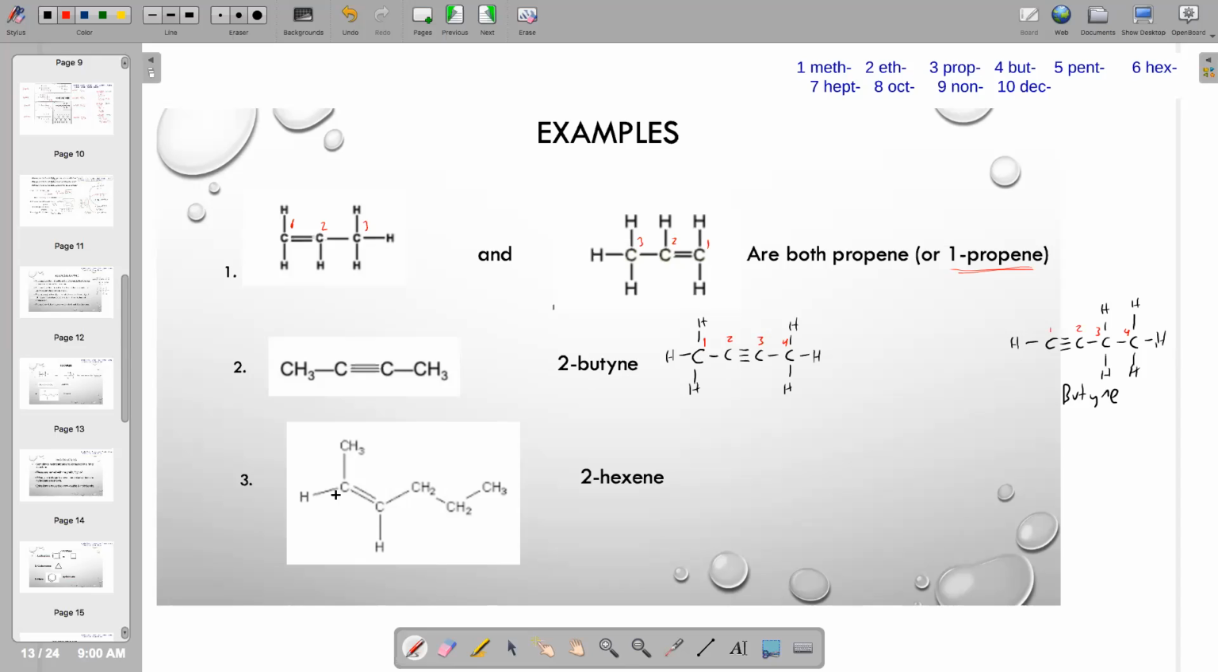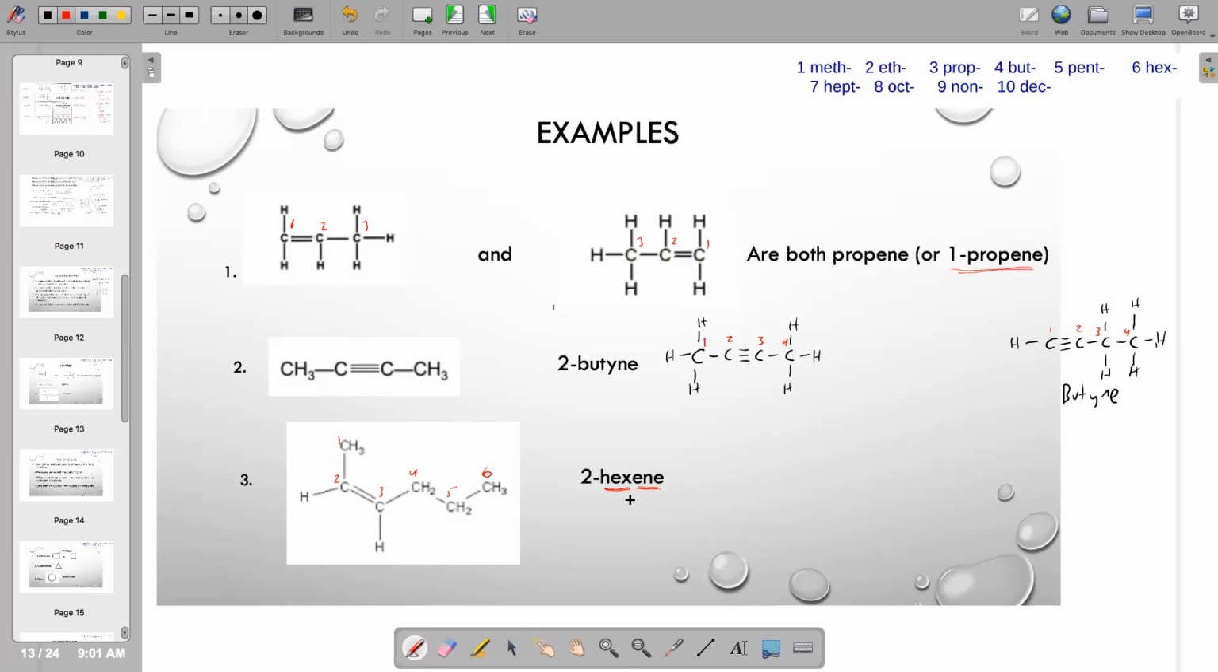In this example, if you look at the carbon chain, there are 6 carbons in a row. This is carbon 1, carbon 2, carbon 3, carbon 4, carbon 5, and carbon 6. Because there are 6 carbons in a row, it's hex. And because there's a double bond, it's ene. And because the double bond is not on carbon 1 or on this end carbon or that end carbon, but on carbon 2 going to carbon 3, it's just called 2-hexene.